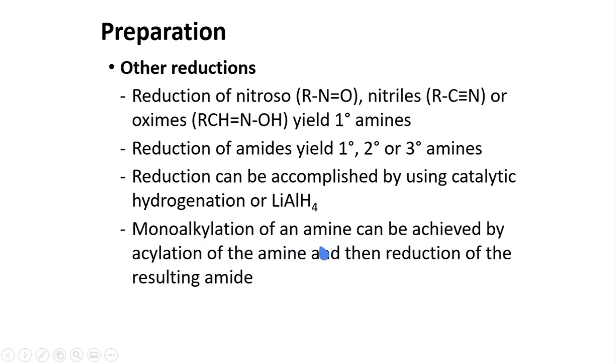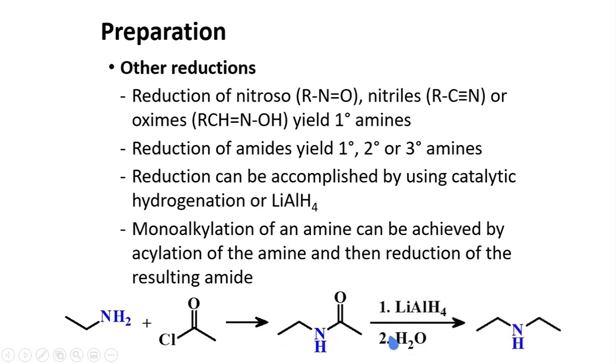Monoalkylation of an amine can be achieved by acylation of the amine and then reduction of the resulting amide. For example, you can start with ethanamine and react it with acetyl chloride. This will readily form your amide. Reaction with lithium aluminum hydride plus an aqueous workup will reduce this carbonyl into the methylene, and so you will get your secondary amine quite easily.